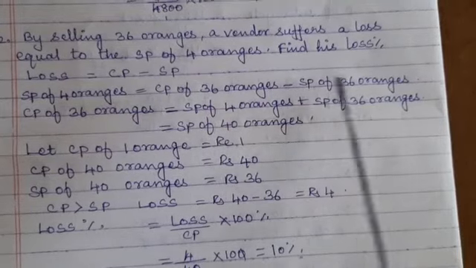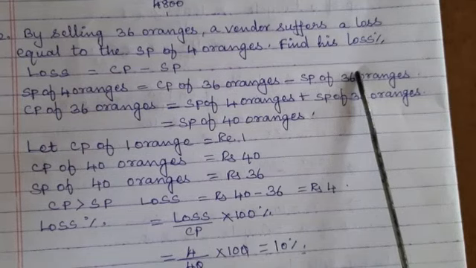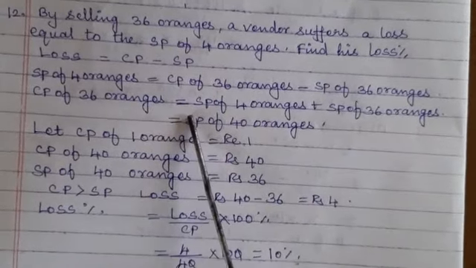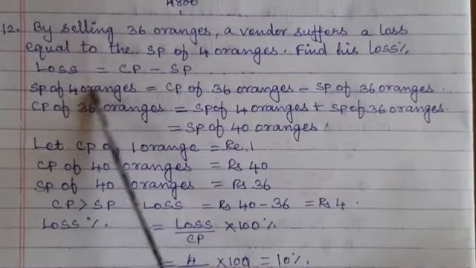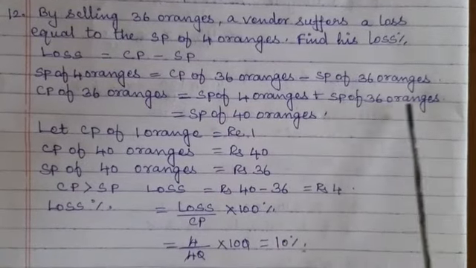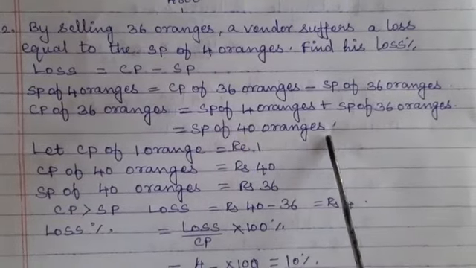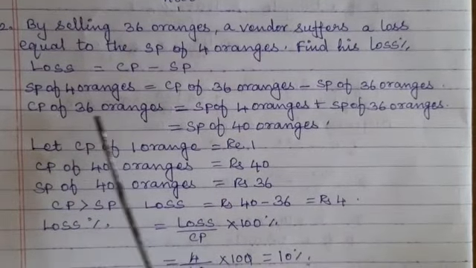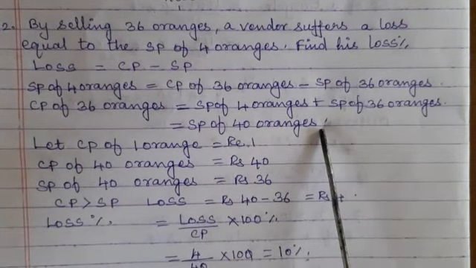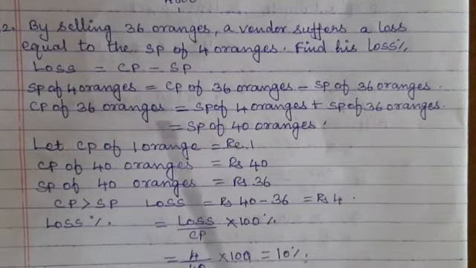Now we have to take SP together and CP together. Here there are 2 SPs, so I'll take them. So CP of 36 oranges is equal to SP of 4 oranges plus SP of 36 oranges. If you add it, you will get SP of 40 oranges. That means CP of 36 oranges is equal to SP of 40 oranges. This is the question type we have done earlier, in question number 4 or 5. So here the question is given.